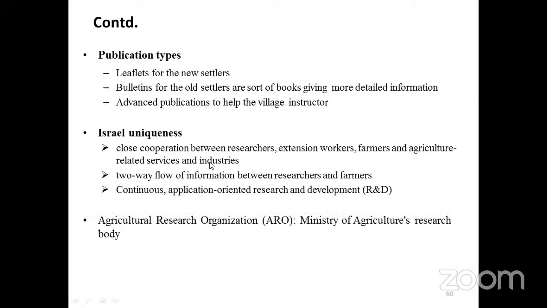So what is unique about the Israel Extension Service is that they have close cooperation between extension and research. Then they have a two-way flow of information. Then application oriented research. Actually, what I feel is more important is that they have application oriented research and development in Israel. So automatically when it is application oriented, extension becomes much easier.